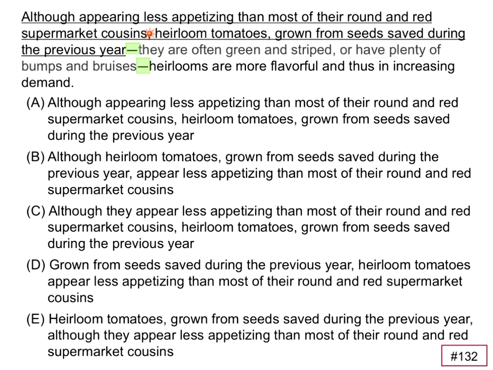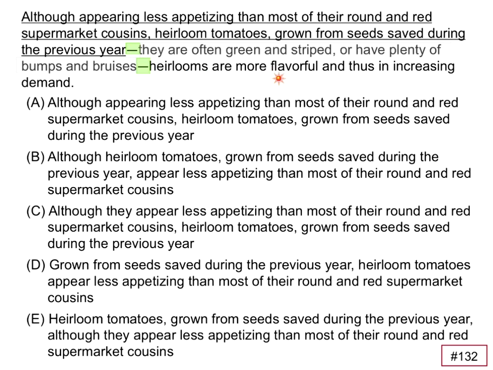So this is an opening modifier. Then we get to this comma here. And they say heirloom tomatoes. And so you're expecting, okay, here's the core sentence. It's starting up. Heirloom tomatoes. So that would be the subject. I'm not sure yet. I'm going to keep reading. Comma, grown from seeds. Okay, so that's just a modifier. Grown from seeds saved during the previous year. And then I'm going to ignore this. Ignore the hyphen for right now.